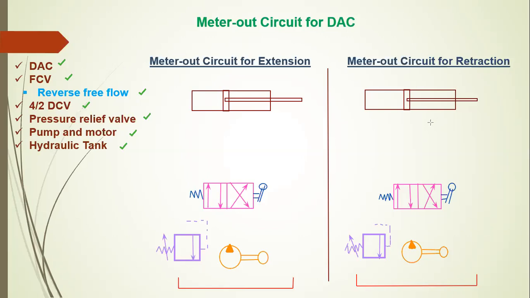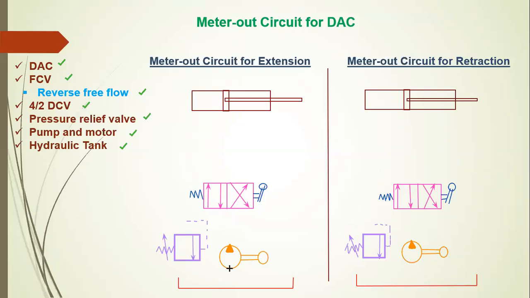Before drawing the FCV with reverse free flow, we have to complete the connections for the DAC, DCV, hydraulic pump and motor set, pressure relief valve and hydraulic tank. After completing that hydraulic connection, we add the FCV for the extension side and retraction side. Let's complete the hydraulic circuit with hydraulic lines for all components.